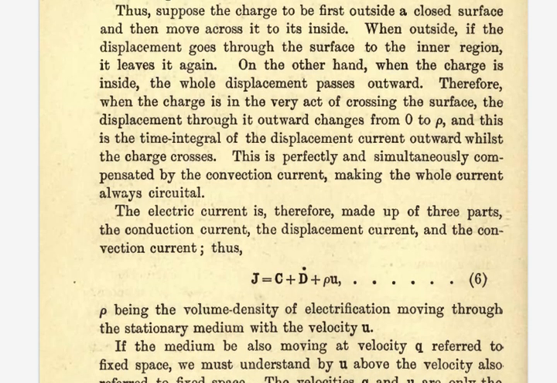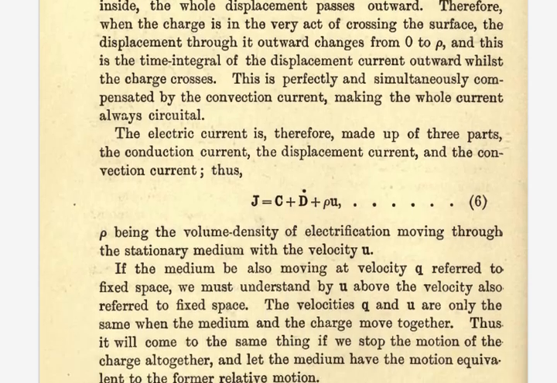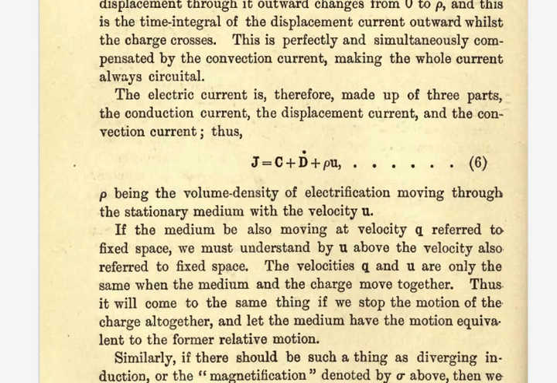Therefore, when the charge is in the very act of crossing the surface, the displacement through it outward changes from 0 to ρ. And this is the time integral of the displacement current outward whilst the charge crosses. This is perfectly and simultaneously compensated by the convection current, making the whole current always circuital.